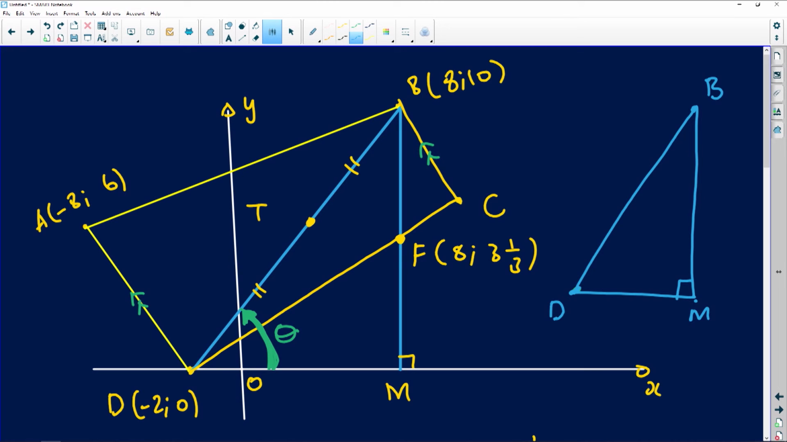So whatever the x value at B is going to be the same x value at M, which means the coordinate of M can be thought of as 8 as well as 0, because this is directly below point B. They will have the same x-coordinate.